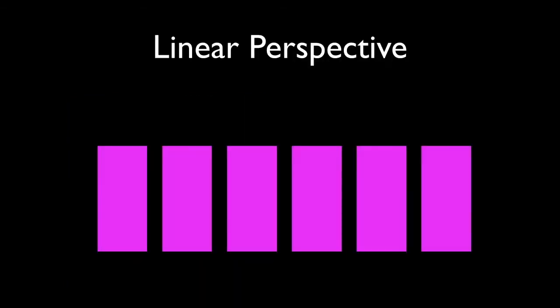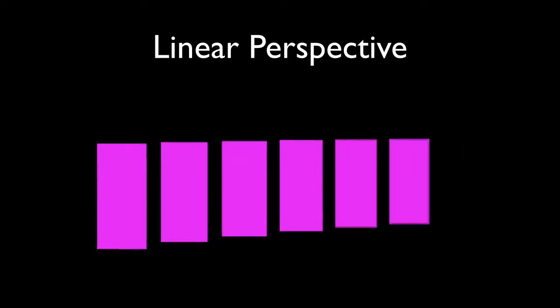Linear perspective. This is a very basic view of linear perspective. You can really go deep into how to do linear perspective. But the basic idea is that if you have objects that all line up and point towards a single vanishing point, or a single point, then they appear to get smaller and smaller in the distance.